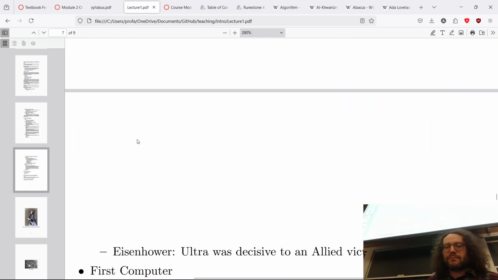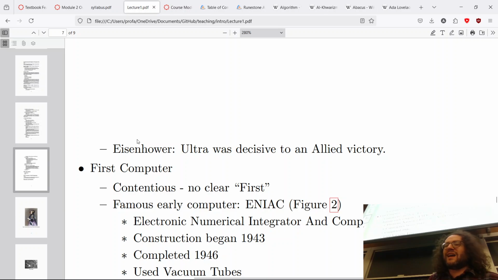Eisenhower said that Ultra was decisive to an Allied victory, because if you can break your enemy's communications, you will know where they are. You'll know where their troop transports are going to be, so you can sink them. You'll know where their patrols are, so you can avoid them. So this kind of intelligence is critical in warfare.